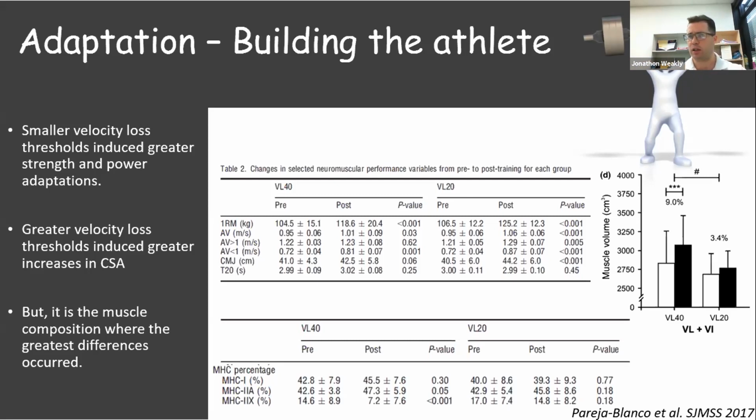And being able to then apply these relative velocity loss thresholds and have different adaptive outcomes, for me, is absolutely outstanding. Because for the first time, we are able to prescribe something, induce the same outcome, and then start to pinpoint where we're having different adaptive outcomes. And for a coach, this should be really exciting.